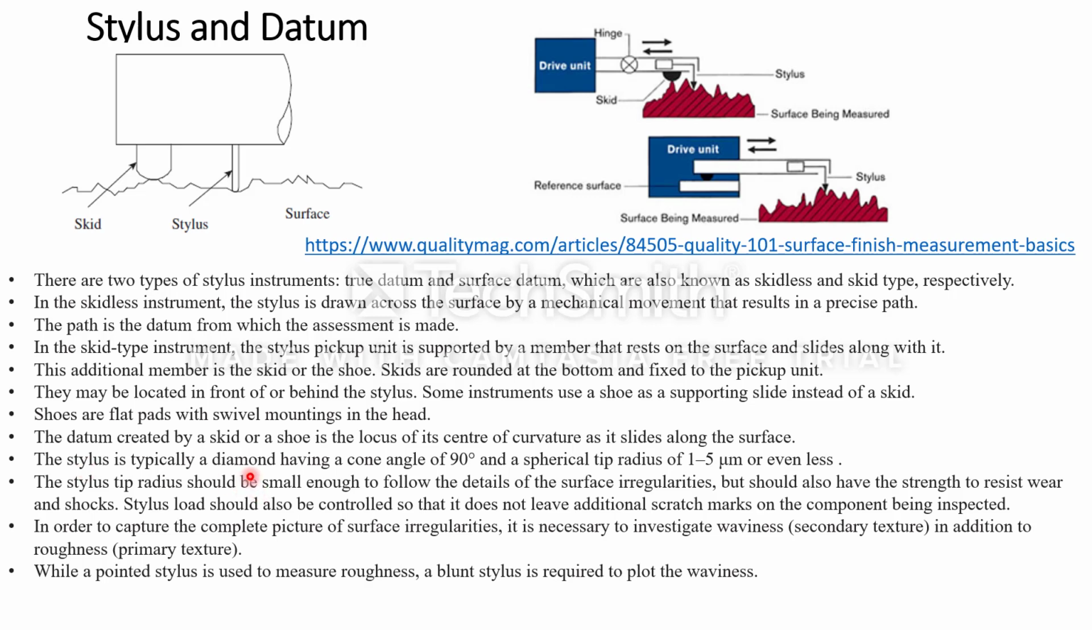So the stylus is typically a diamond having a cone angle of 90 degrees and a spherical tip of 1 to 5 micrometers or even less. The stylus tip should be small enough to follow the details of the surface irregularity, obviously. If my tip is larger than the roughness or the waviness over the job, then it is useless for me. But it should also have the strength to resist wear and shocks.